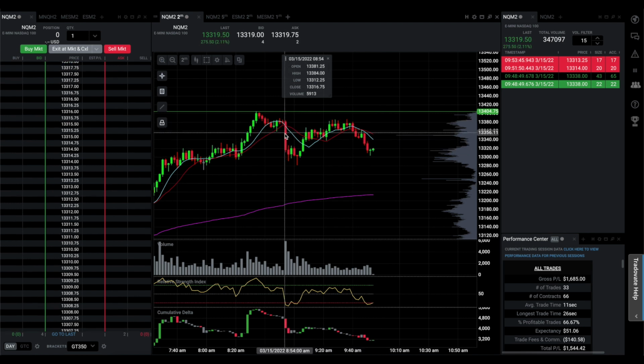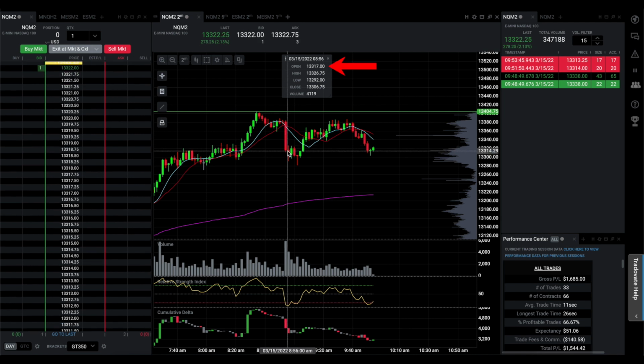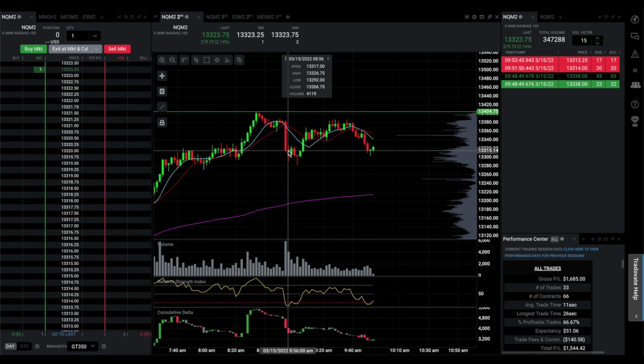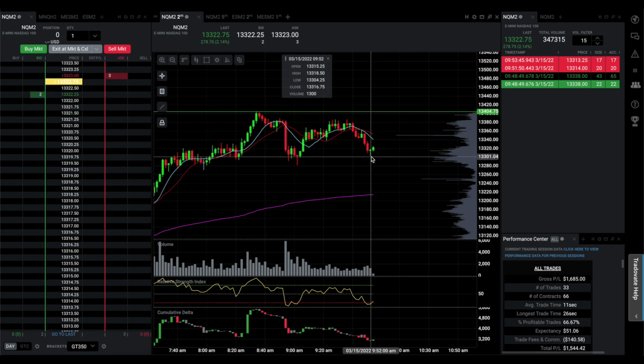I mean, when you get these giant red candles down, I'm looking to flip it down. This open was 17. It went up to 26. If you were to flip it back down at 17, it would come down, and it ended up closing at 06. That's still a 10-point trade. That's $200.